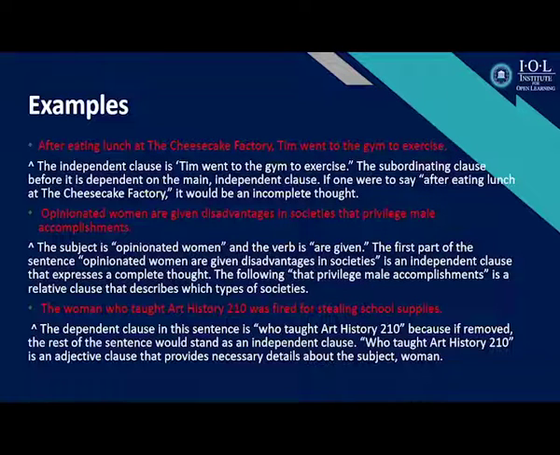And then we have: The woman who taught artistry was fired for stealing school supplies. Again, this sentence contains a dependent clause and an independent clause, and they are joined by a relative pronoun, which is "who".